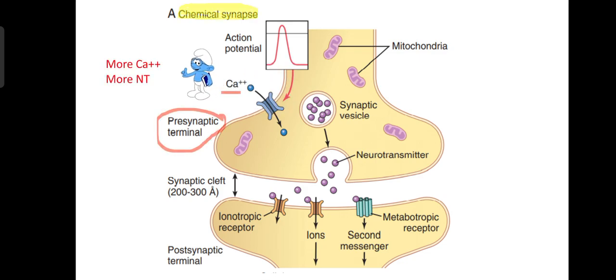Voltage-gated calcium channels are very important structures located in the presynaptic terminal. Once the action potential comes to this terminal, it will activate voltage-gated calcium channels, resulting in influx of calcium. This influx of calcium will help the exocytosis of these synaptic vesicles, so the release of neurotransmitters.